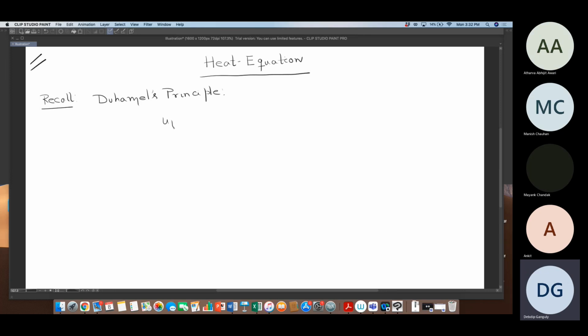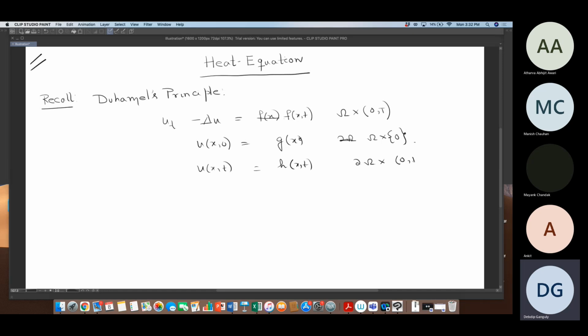Just tell me. u_t minus Laplacian of u is equal to f(x, t) that you want to solve, right? And u(x, 0) is some g(x) for x in Omega, and u(x, t) is some h(x, t) on the boundary of Omega cross (0, T), right? Yes or no?